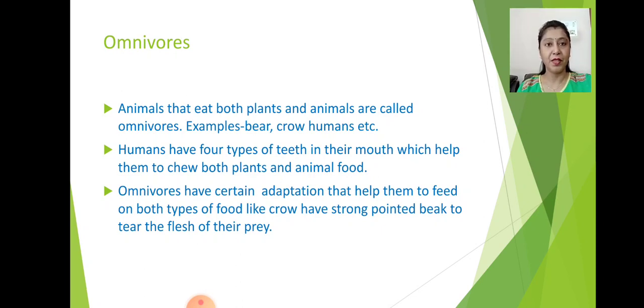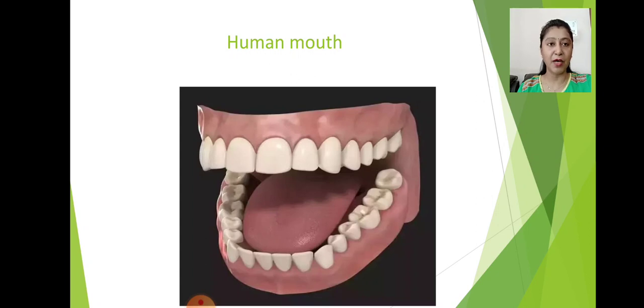So for both purposes they have a strong pointed beak that helps them to eat both kinds of food. You can see the human mouth. All the 4 types of teeth are visible. In the front, incisors, then canine, premolars and molars.